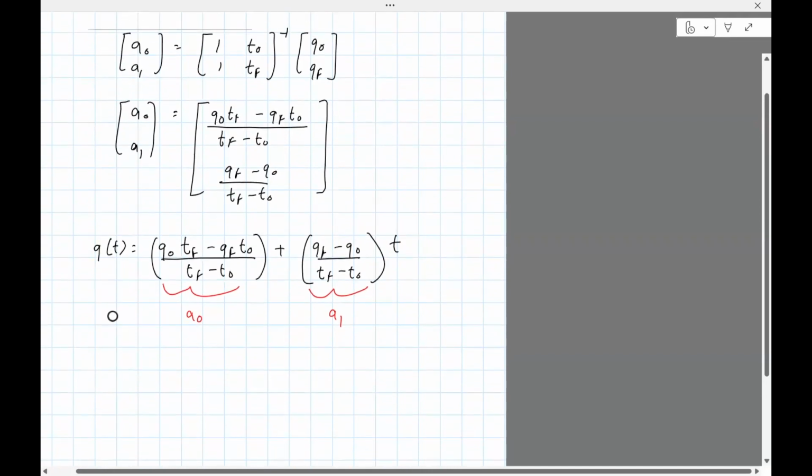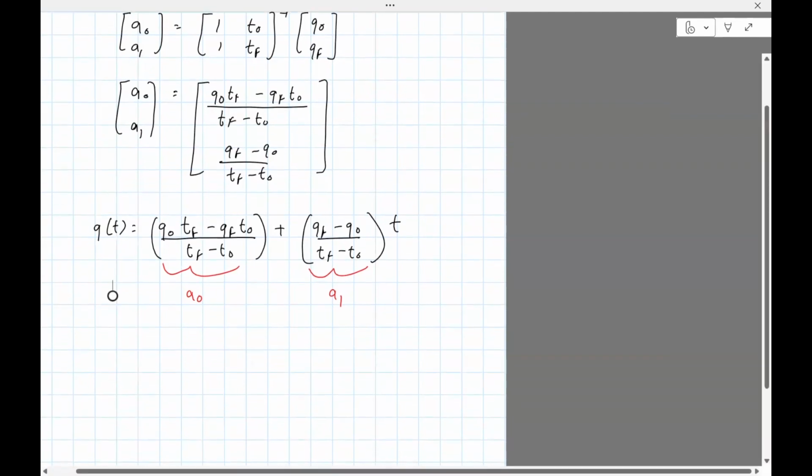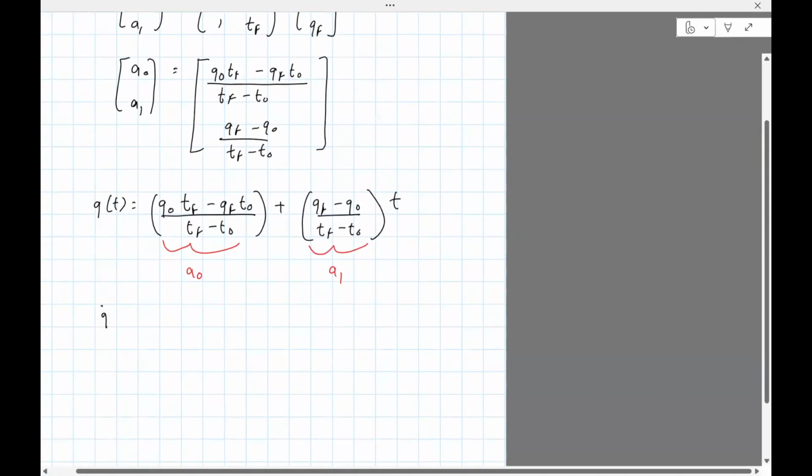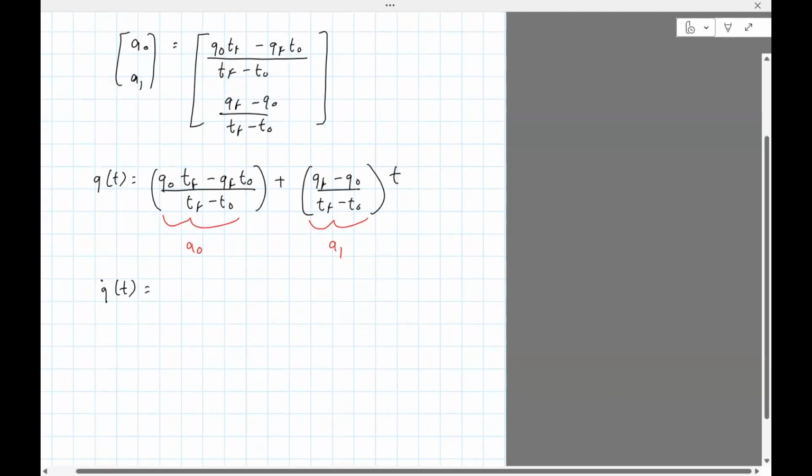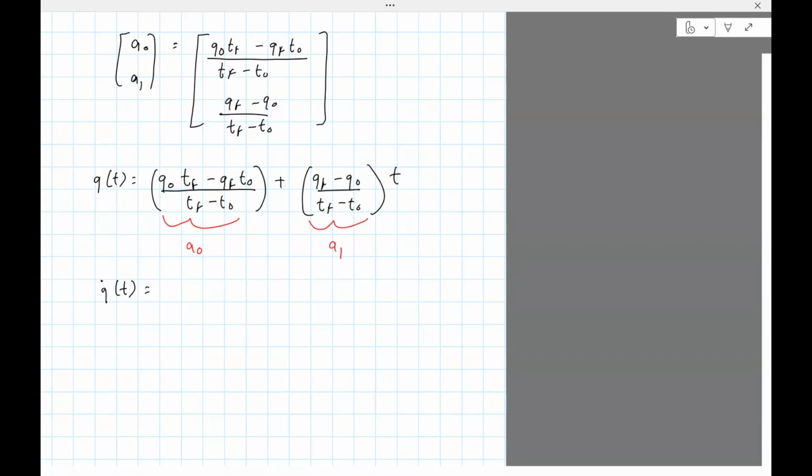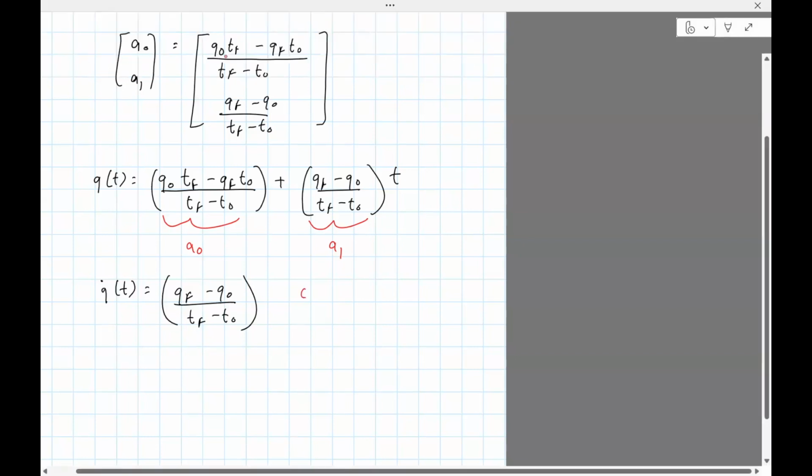Okay, very straightforward. There's nothing strange about this. If you can compute the inverse, you can do this. Now, one thing of interest is, what about Q dot? Q dot of t is the velocity. If you want to find Q dot, you just take the derivative of this expression, and you can see that the term on the left side, A0, the first term, is a constant, so it will be 0. So all you'll be left with is QF minus Q0 divided by TF minus T0. So you can see that this is a constant.